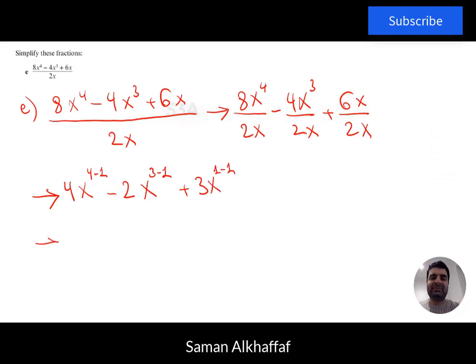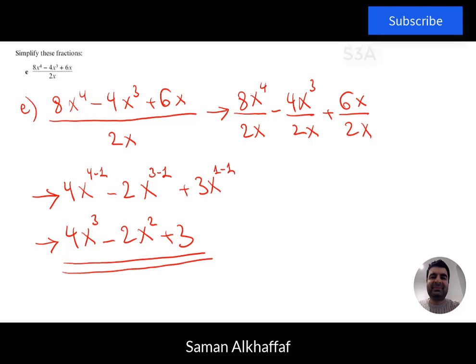So to simplify this expression further, we would have 4x to the power 3 minus 2x squared plus 3, and this will be our answer for this expression.